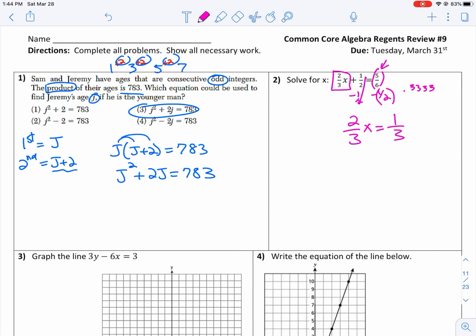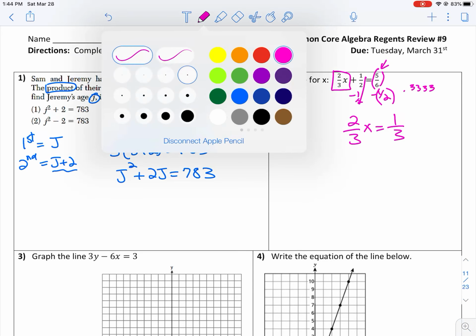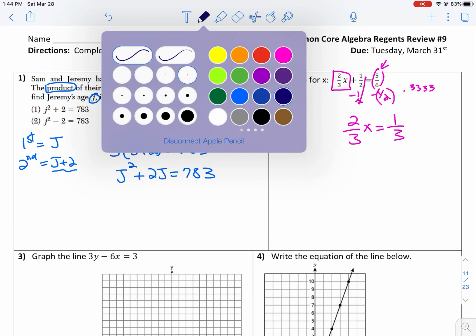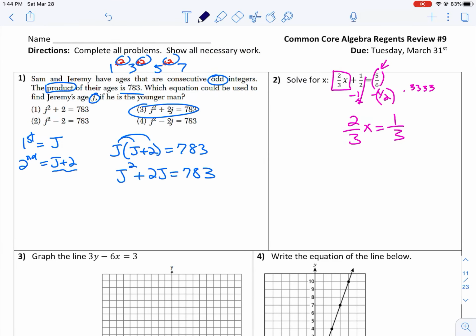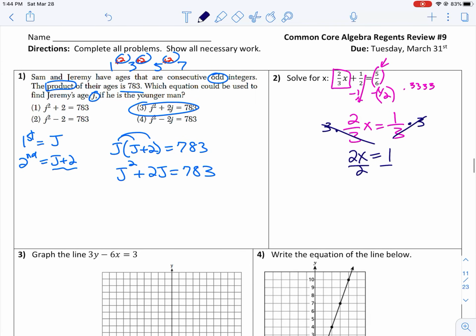So now, in order to get rid of the 3 on the bottom, that's division, so we undo division by multiplying. So I'm going to multiply 3 to both sides. These cancel out, and we're left with 2x equals 1. One more step, divide both sides by 2. 1 divided by 2 is 0.5, or you could math enter it and get 1/2.